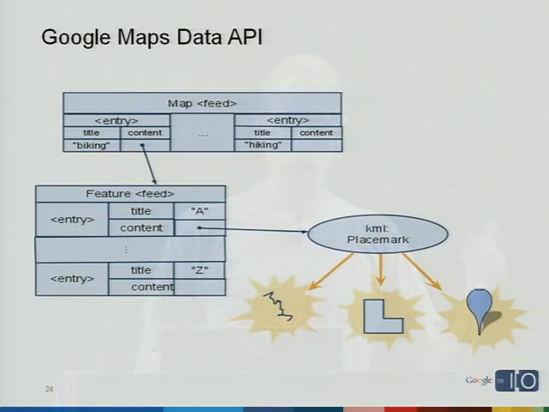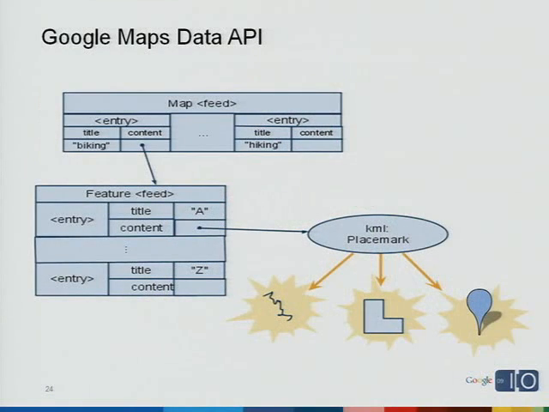So to actually list your maps, you use the maps feed, and to list the contents of a map, you load the features feed. And the features feed is also fairly straightforward. There's not much in the way of non-standard Atom pub attributes.